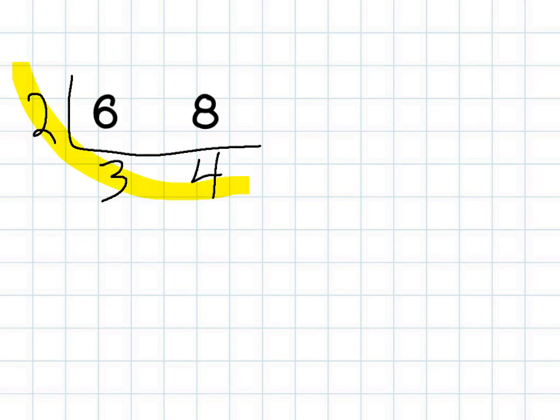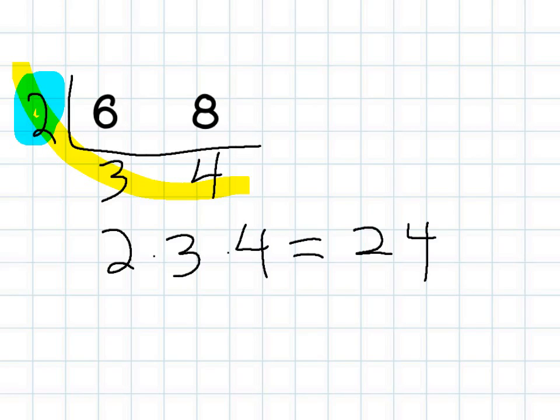Now, when we did GCF, your GCF was found by using the number that you divided by. Your LCM is found by multiplying all of the numbers on the outside of the factor ladder. So for this problem, your LCM would be 2 times 3 times 4 equals 2 times 3 is 6 times 4 is 24. So 24 is your LCM.